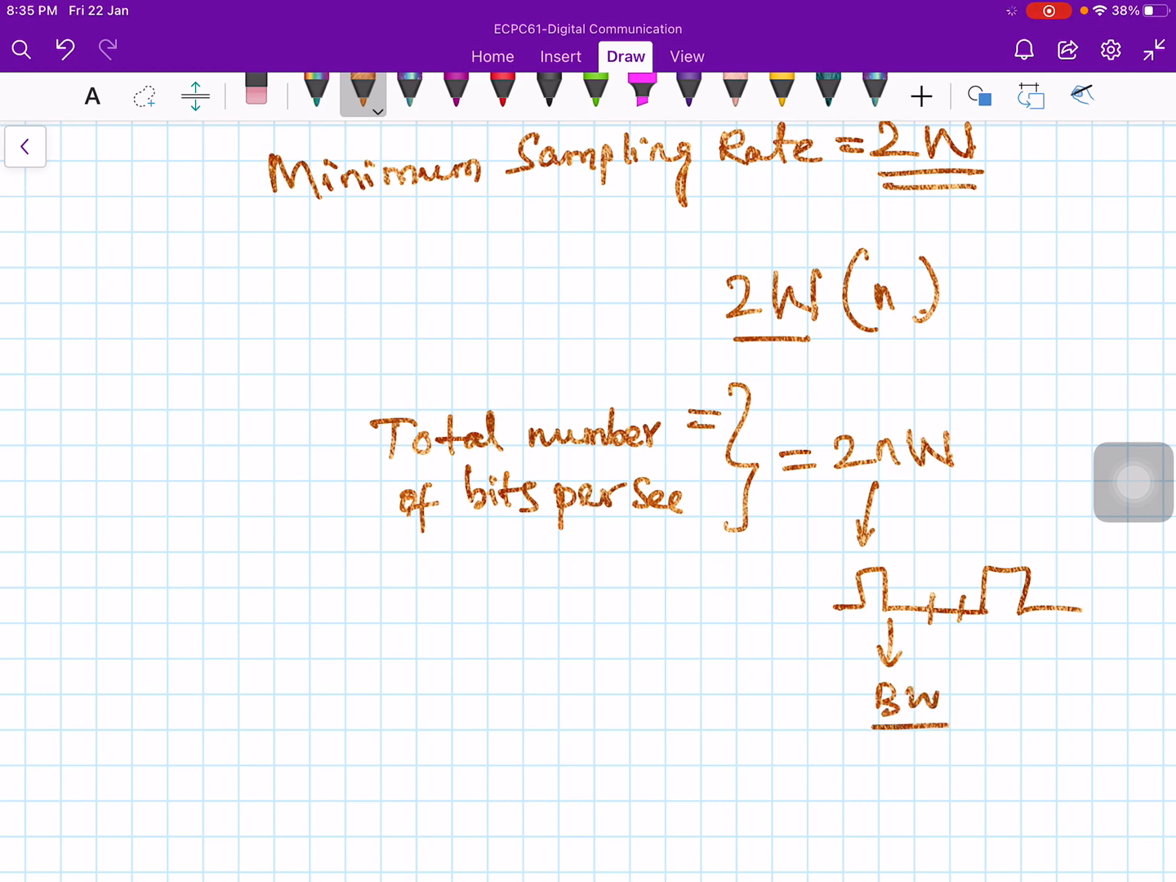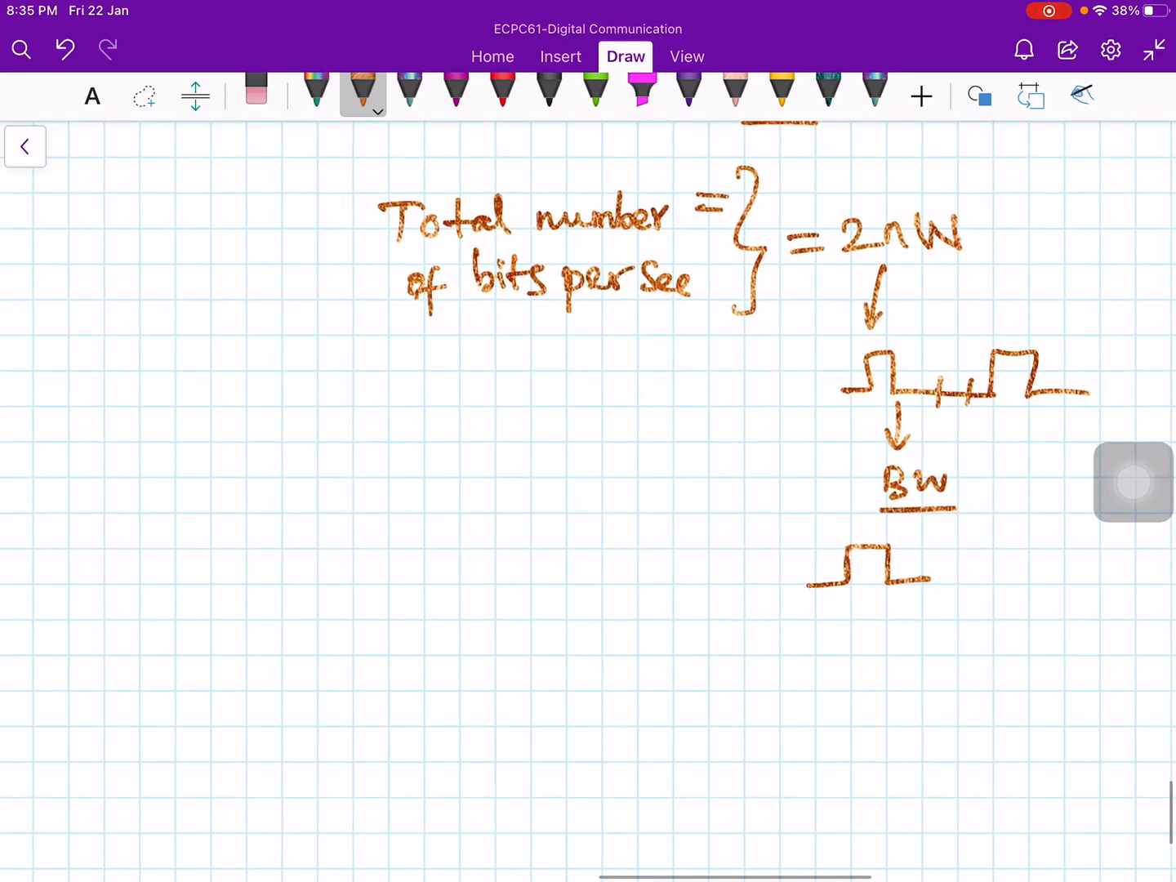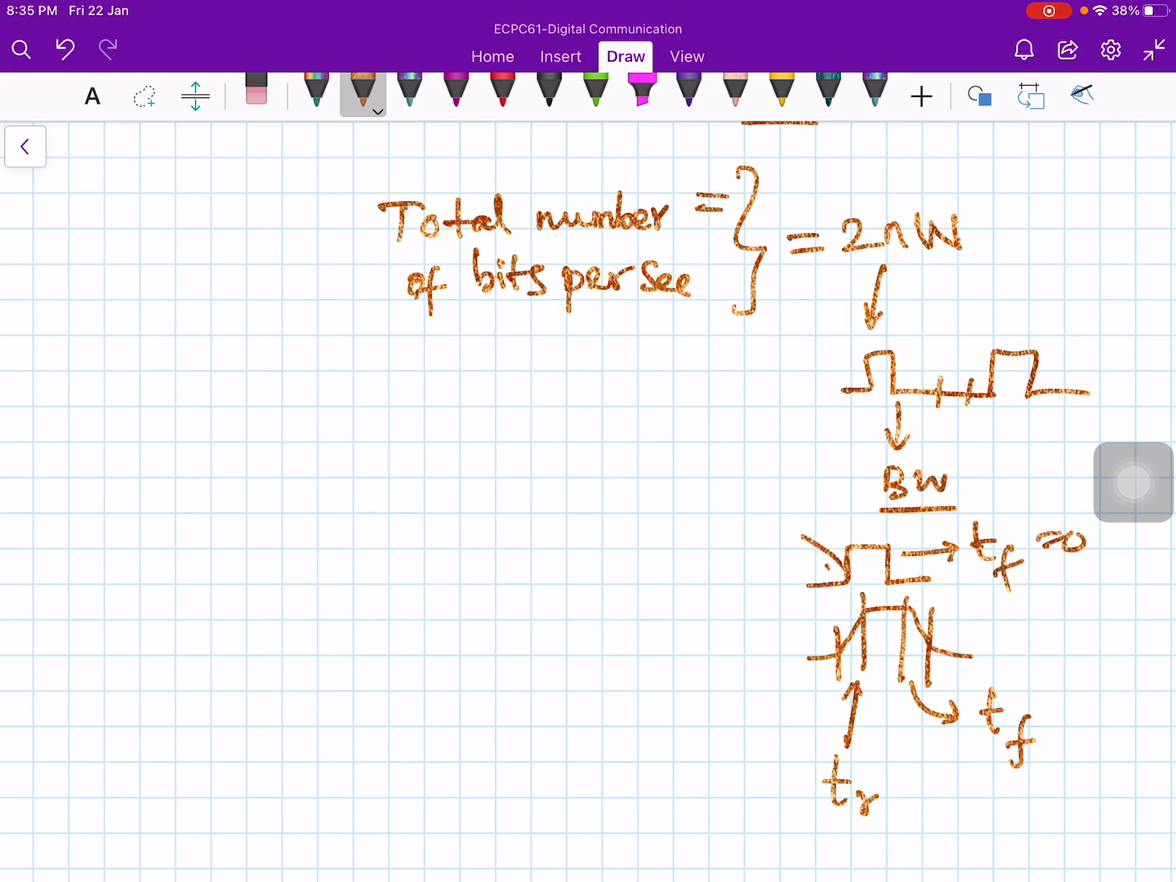How do you find the bandwidth of these pulses? I need to quantify it in terms of the bandwidth of the digital pulses. We are talking about an ideal pulse train, meaning short pulses with abrupt transitions. In reality it is not like this; it slowly increases and comes down, with some rising time TR and falling time TF. But an ideal pulse means TF is equal to 0 and TR is also equal to 0.